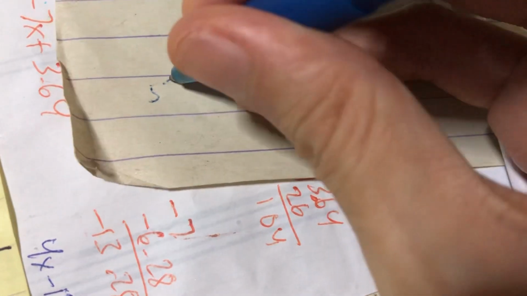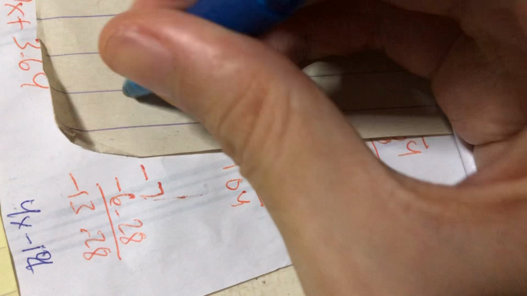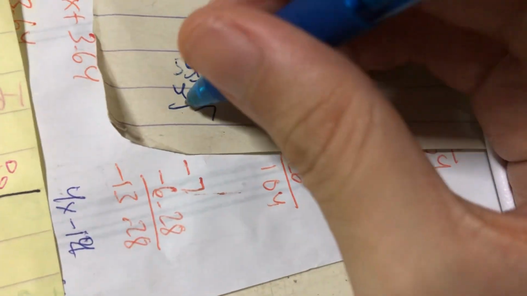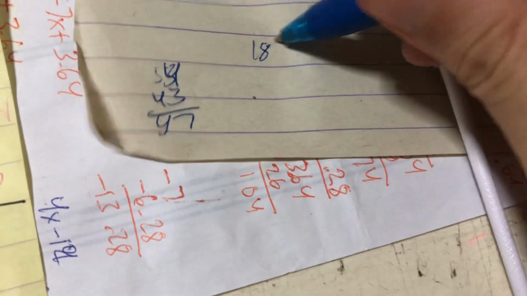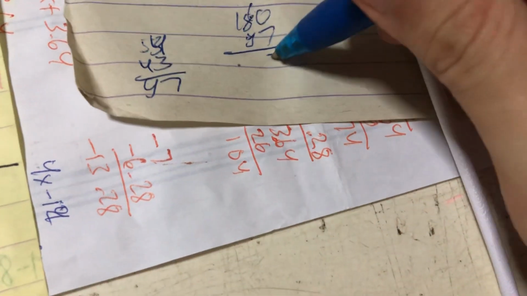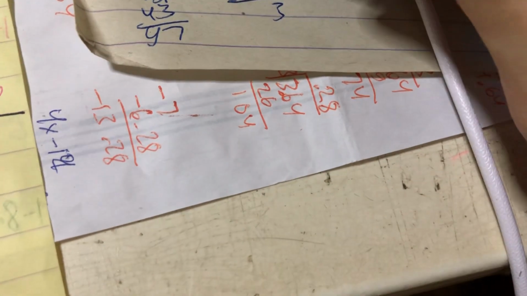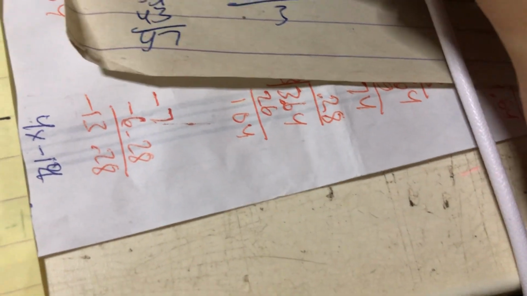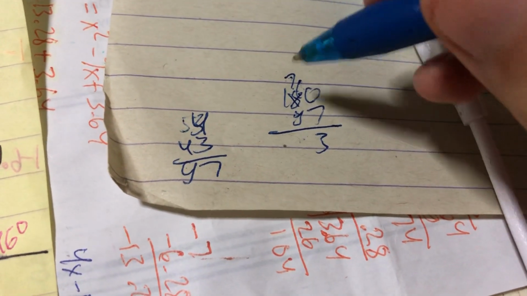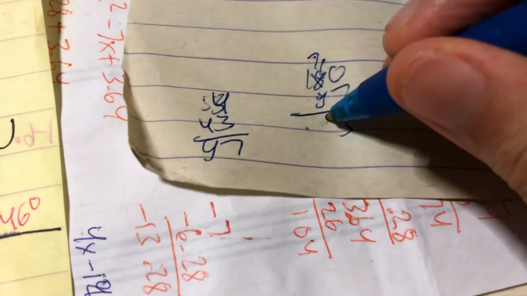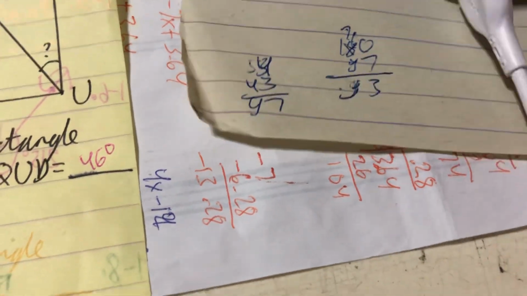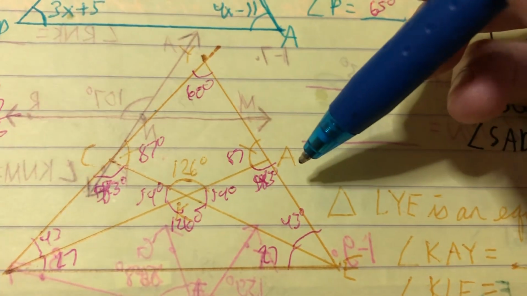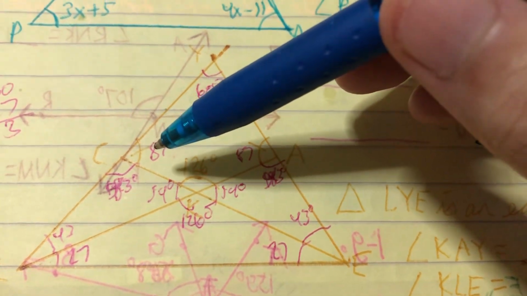When we add this up together, 43 and 54, we should get 97 degrees. Then 180 minus 97 is equivalent to 93 degrees, because the actual is 93 degrees here, 93 degrees here, and 93 degrees here.